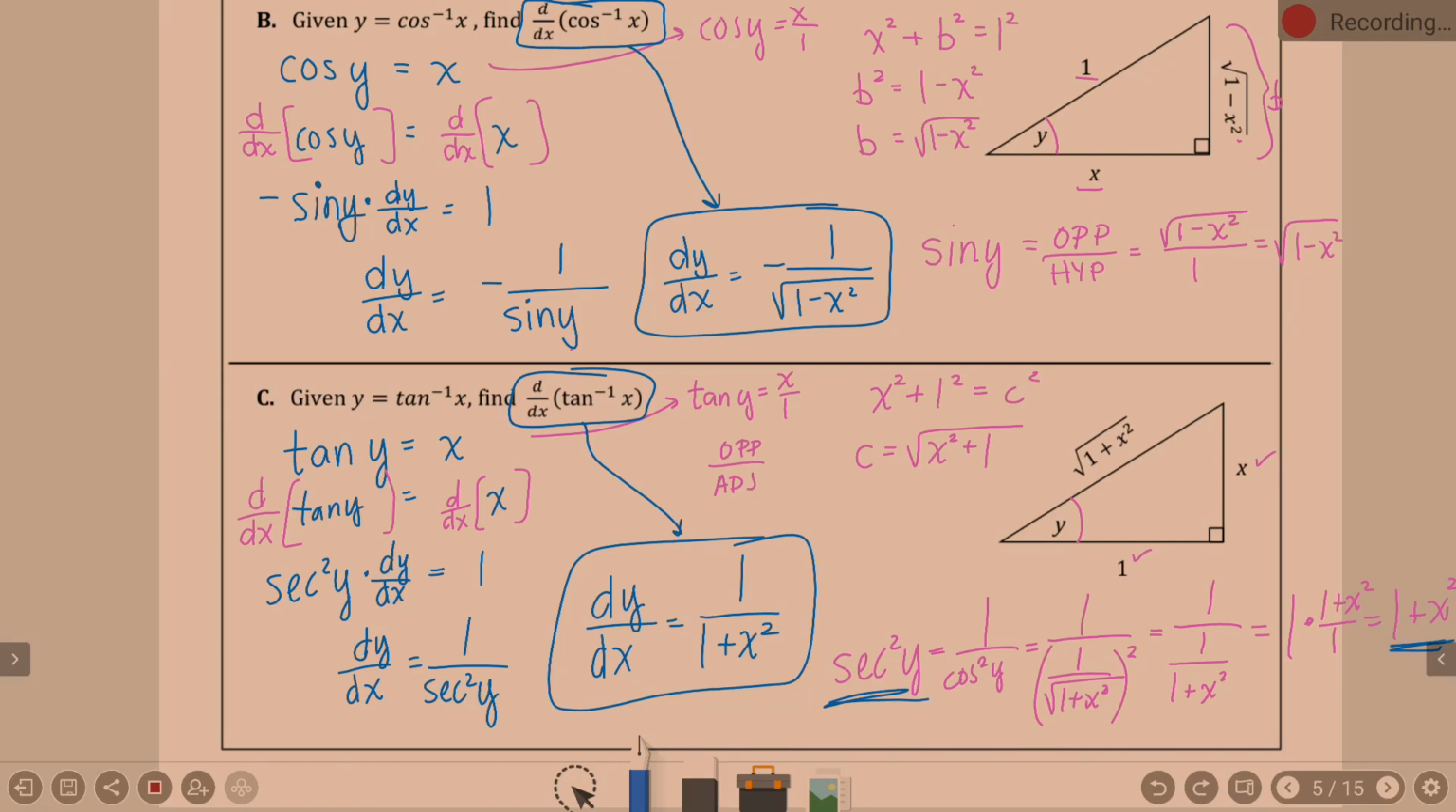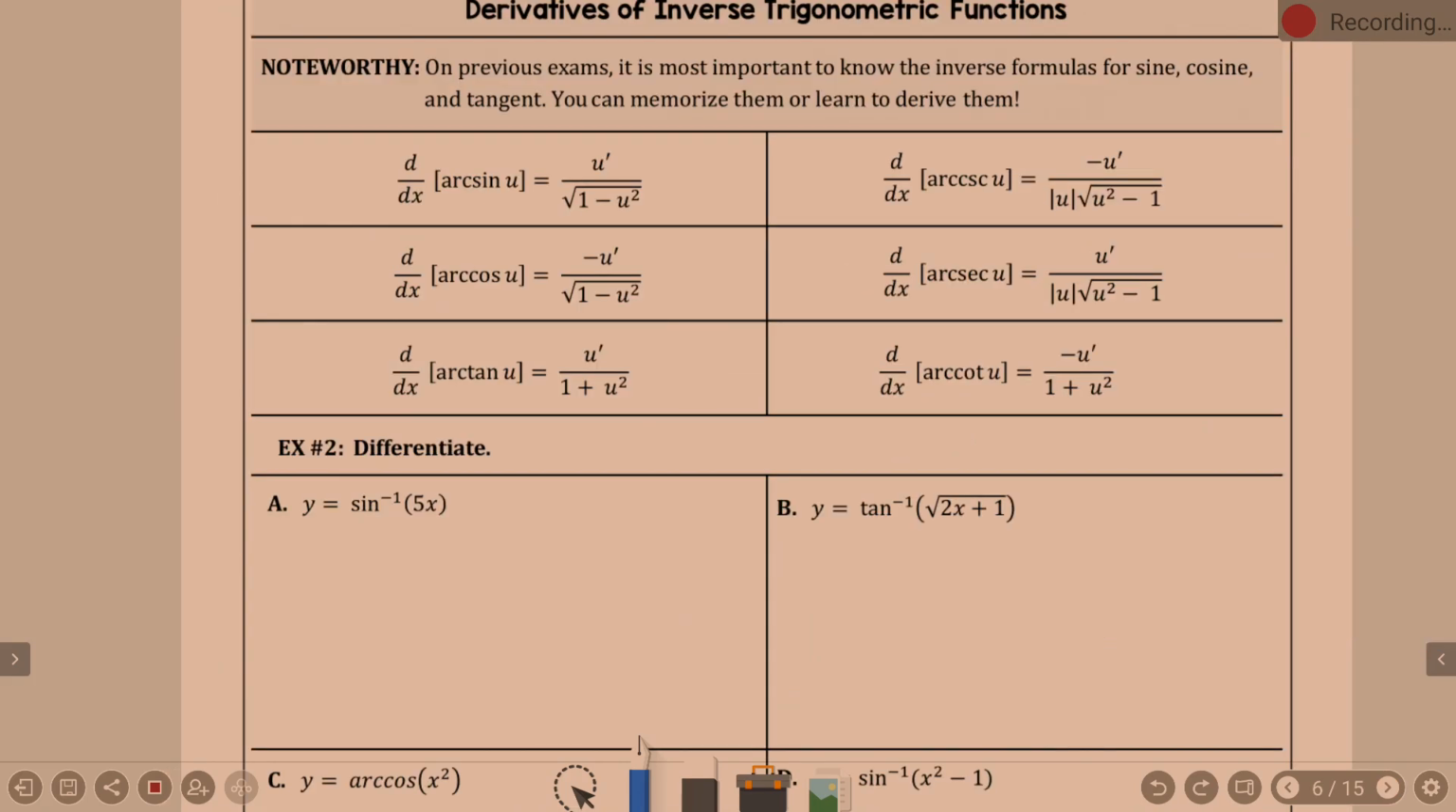Okay. Now, when you look at the next page, this summarizes the rules, yes? Keep in mind, like that one we just did, we had the derivative of tangent inverse. You know, they use arctan. That's the same thing as saying tan to negative 1, tan inverse, okay? So just realize, all of these say arc, it's inverse, okay? Be flexible, go back and forth here.